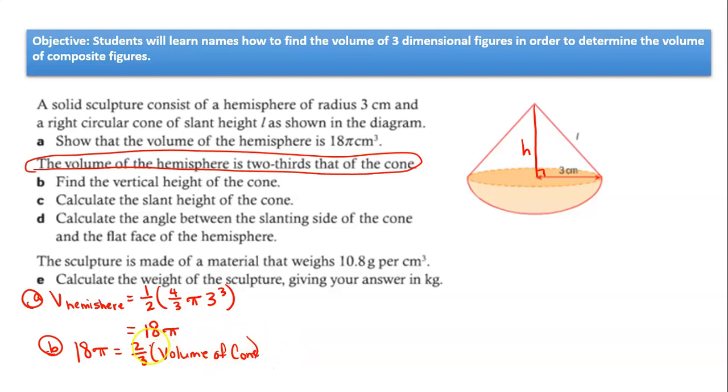So to find the volume of the cone, since 18 pi is 2/3 of that, to get the volume of the cone by itself, we just multiply by the reciprocal of that 2/3. So I'm going to multiply both sides by 3/2. And we get 27 pi equals the volume of the cone.